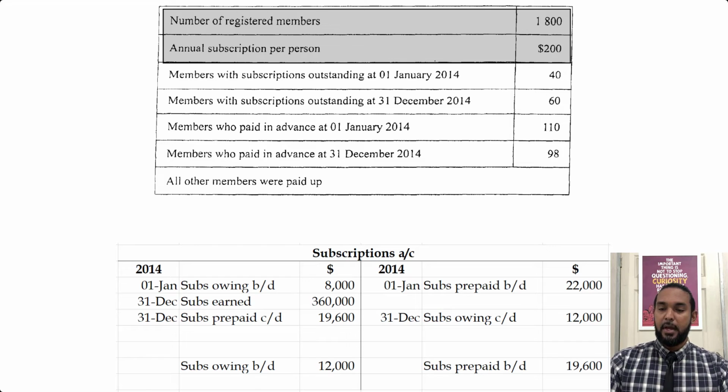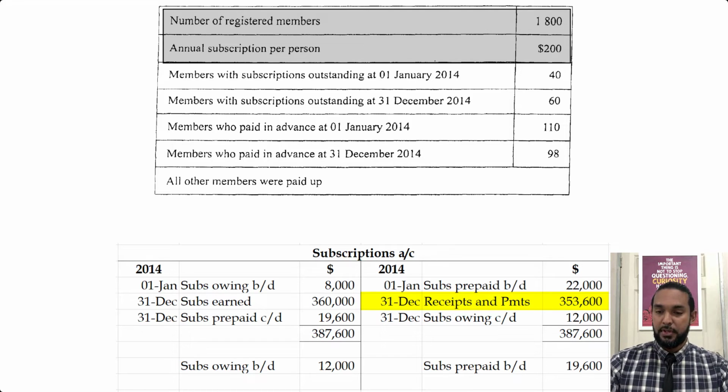Subs earned. And now, if we have to balance off here, we will note that there's a missing figure. That missing figure will be the actual dollar amount of subscriptions received. And as you should know, that will not be credited to cash book, right? Sorry, that will not be labeled as cash book. My apologies, I said the wrong thing there, right? That will be labeled as receipts and payments, and it will be the balancing figure in this account. All right, so that's it for the subscriptions account.